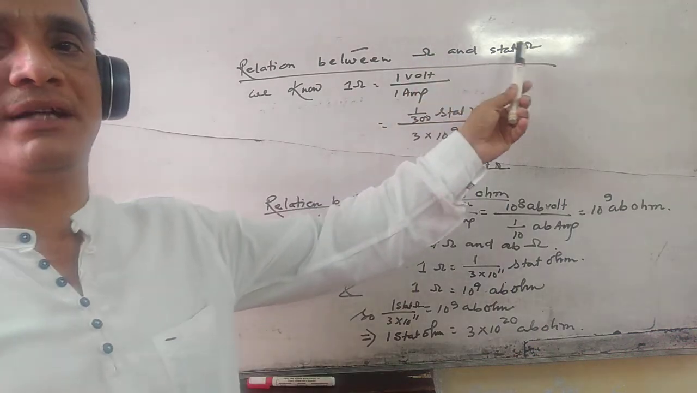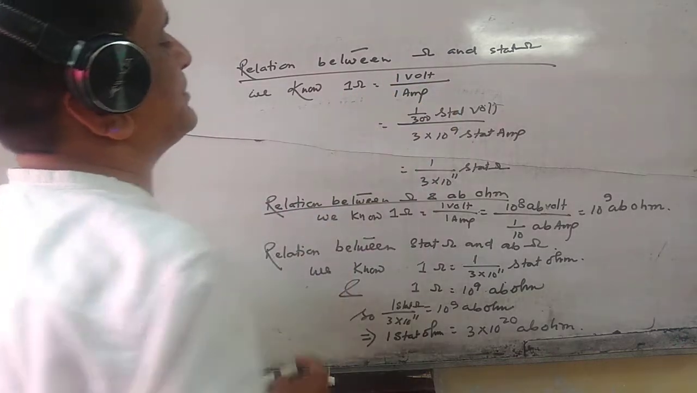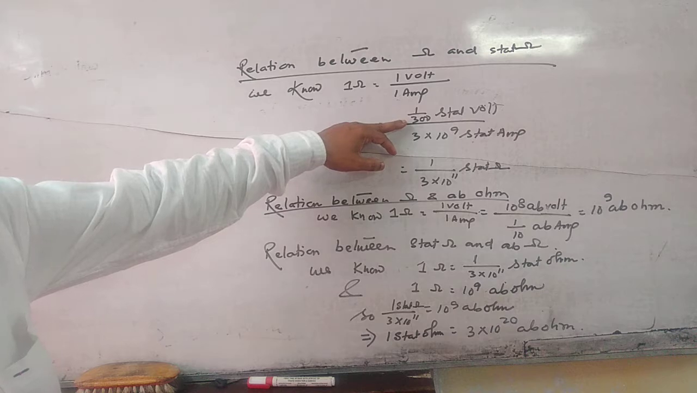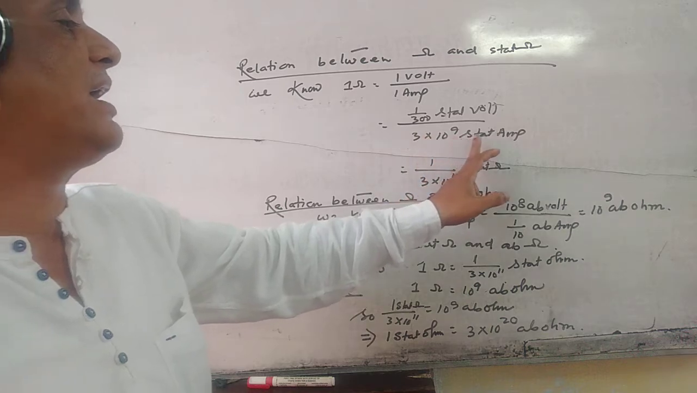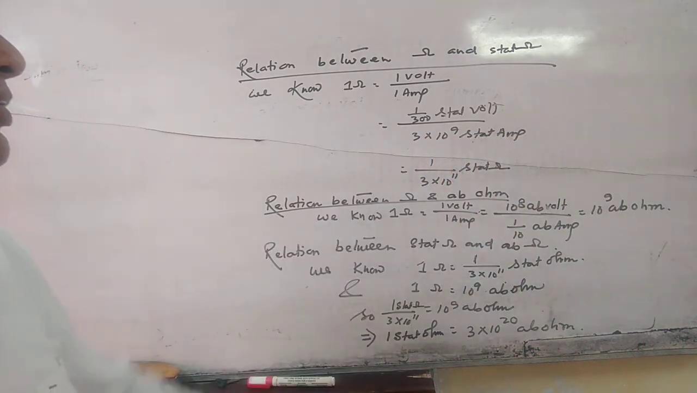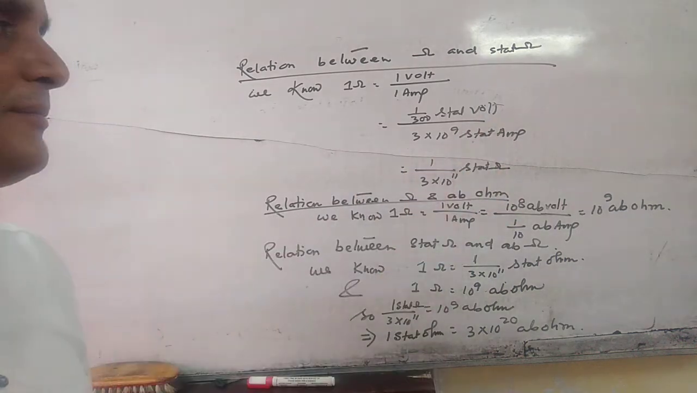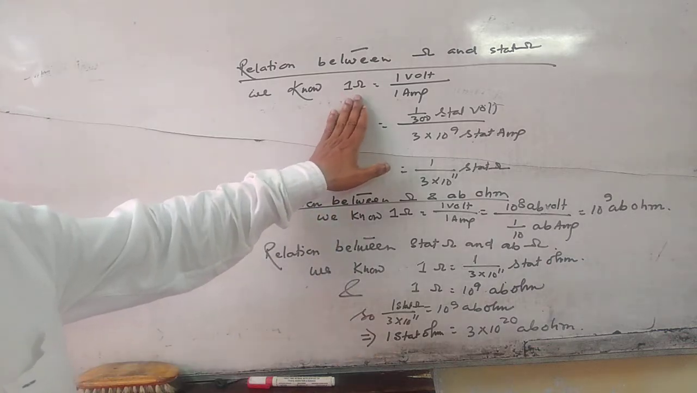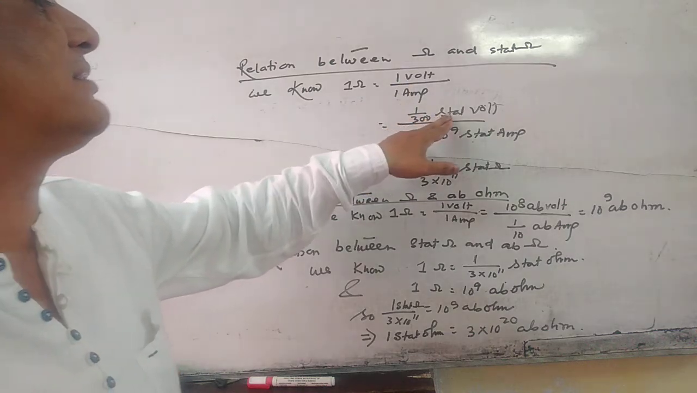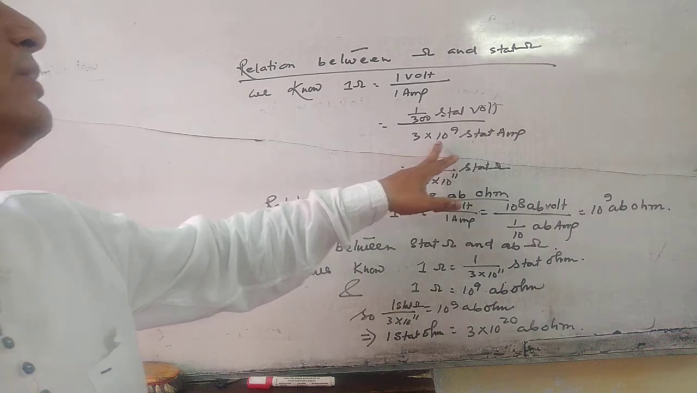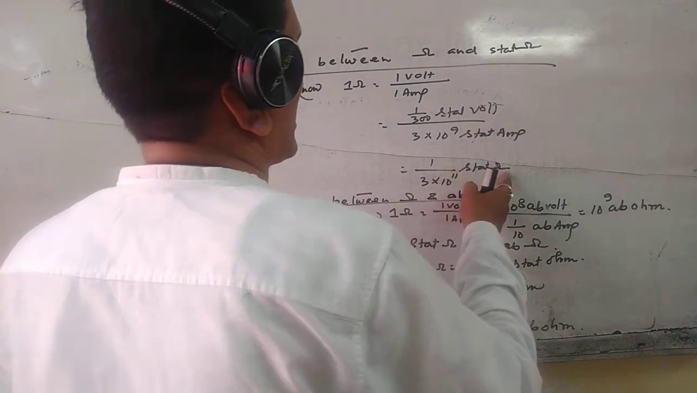First is ohm and stat ohm. We know 1 ohm equals 1 volt by 1 ampere. So we can write 1 by 300 stat volt divided by 3 into 10 to the power 9 stat ampere. So the result will be 1 by 3 into 10 to the power 11 stat ohm. Is it clear? Again I am repeating. 1 ohm equals 1 volt by 1 ampere, where 1 volt is equal to 1 by 300 stat volt and 1 ampere is equal to 3 into 10 to the power 9 stat ampere. So the result will be 1 by 3 into 10 to the power 11 stat ohm.